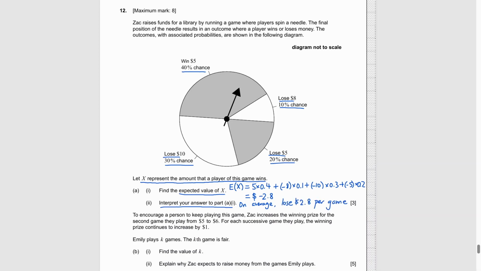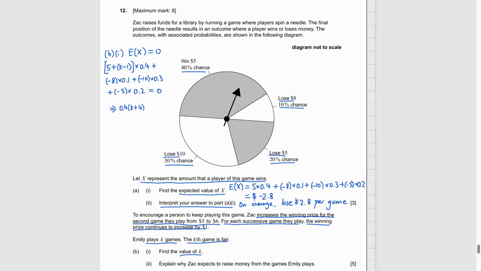Part B. The game holder increases the winning price for the second game from 5 to 6, and for each successive game, the price continues to increase by 1. If Emmy plays K games and the K game is fair, we want to find K. Since a fair game means the expected value is 0, we consider that the winning price for the K game is 5 plus K minus 1. Setting up the equation and solving, we find K is 8.